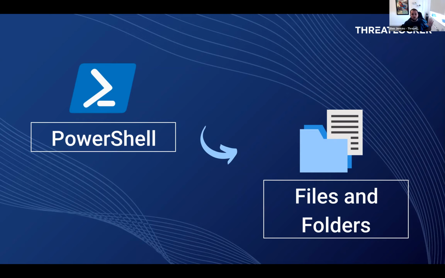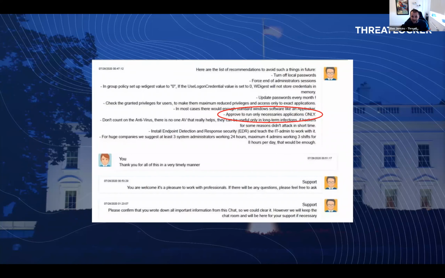And obviously, don't take my word for this. Take the word of our friendly hackers. So when you get hit with ransomware, often they will have a technical support team that will help you to decrypt your data, if you pay, of course. And this person here was actually talking to them and asked, what can I do to not get attacked anymore? How can I stop being hit with ransomware? And they have literally said, circled in red, approved to run only the necessary applications. Like, don't take my word for it. Take the actual hacker themselves. They're telling you that right there.